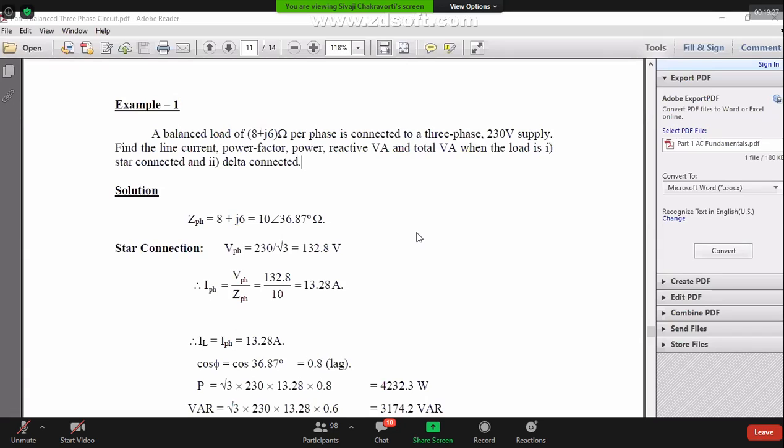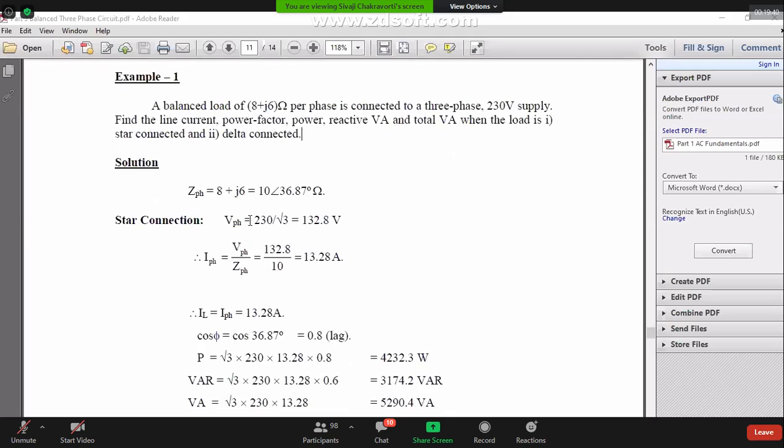So here I have written that Z phase, that is the phase impedance, is 8 plus j6. Then we can convert it into polar form. Now I told you earlier that for solving problems, always solve with respect to the phase quantity. Now this 230 volt is line voltage. You cannot divide this line voltage by the phase impedance. It's not possible. So what do you do? You calculate the phase voltage. For a star system, phase voltage is line voltage by √3. So you get the phase voltage.